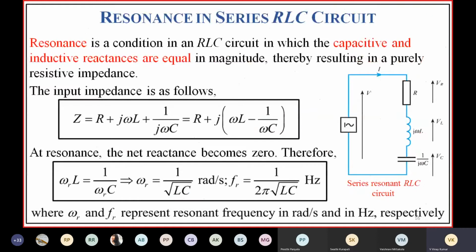So here, this is a series RLC circuit. The impedance of the series RLC circuit is R plus j into omega L minus 1 by omega C. Here the net reactance becomes 0. Net reactance, omega L minus 1 by omega C, is equal to 0. So omega L is equal to 1 by omega C, then FR is equal to 1 by 2 pi root LC in Hz.